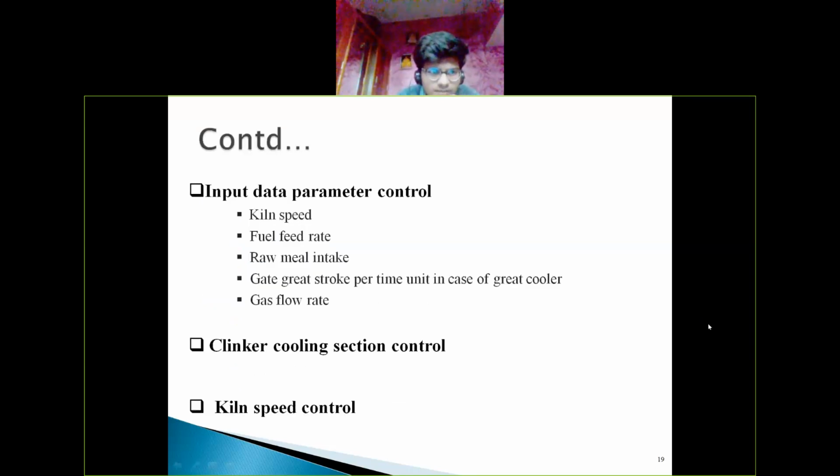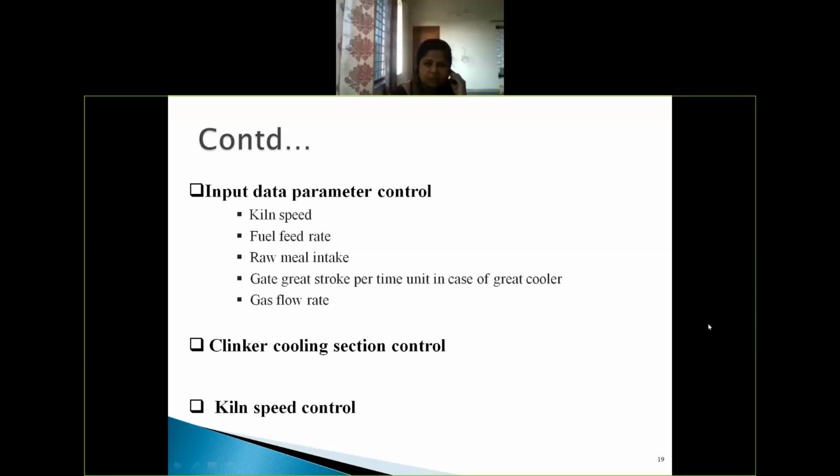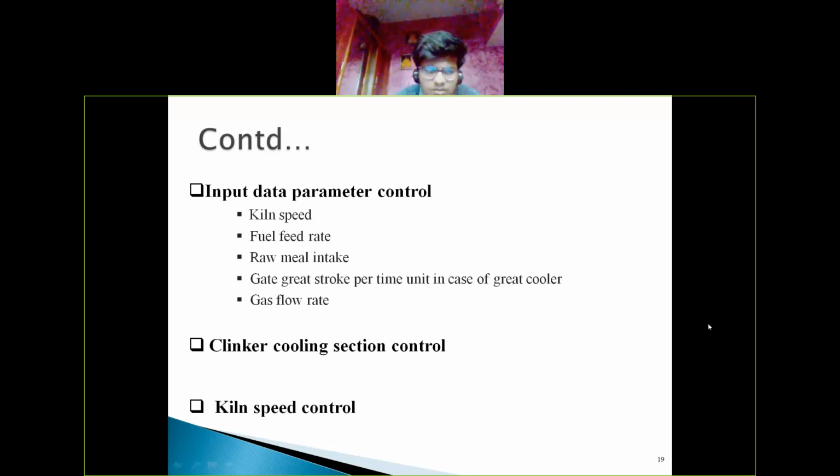Next, the input data parameters that are to be controlled. Kiln speed, fuel feed rate, raw material intake in the cement plant, gas flow rate, etc., are controlled by the computer. Next is the clinker cooling section control. Controlling the clinker cooling by increasing the cooler efficiency is done by keeping the secondary air constant, controlling the flow of secondary air, and also controlling the temperature of the secondary air.